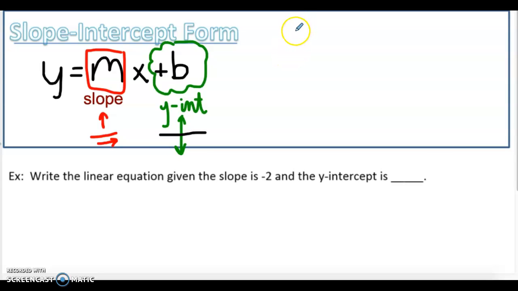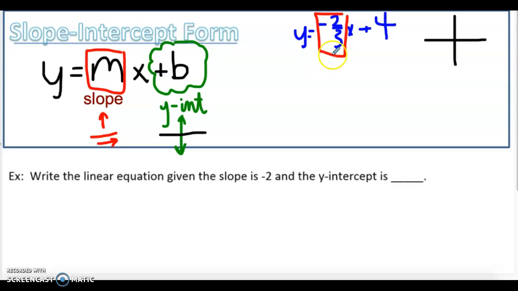So let's take a look at an example really quick. If we had y equals negative 2/3 x plus 4, I can pick out the slope and the y-intercept, and then I can easily graph it. So my slope is negative 2/3. It's the number in front of x. So that means I'm going down 2, and every time I'm going to the right 3.